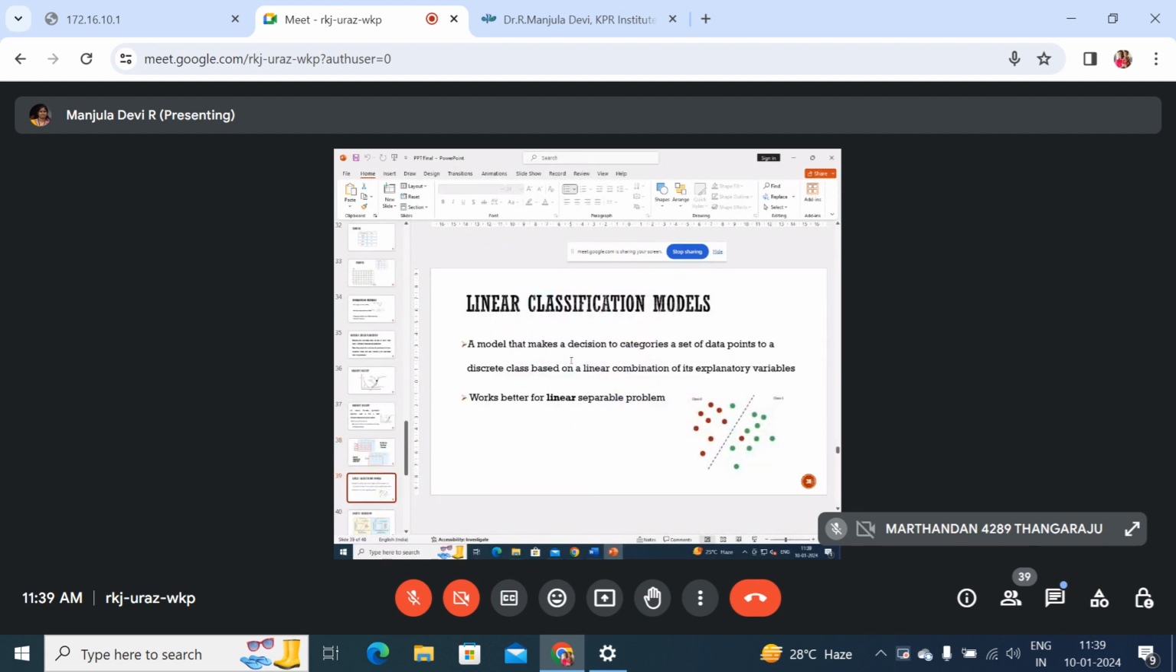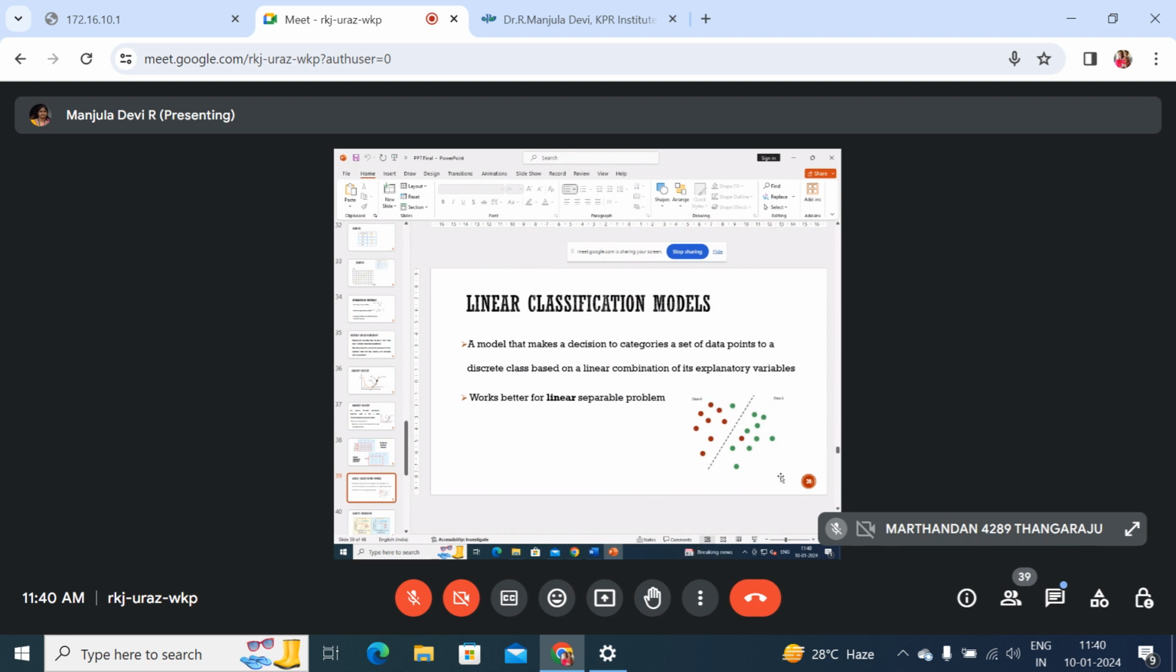Next comes the linear classification model. I already said the difference between the linear regression model and the classification model: in my classification model, the output will be a categorical value. So if it is a categorical value, I can say it is a classification model. In a linear classification model, this red color belongs to class 0 and this green color belongs to class 1.